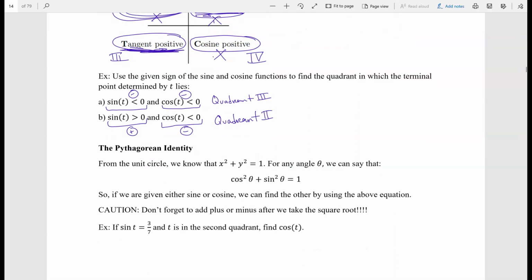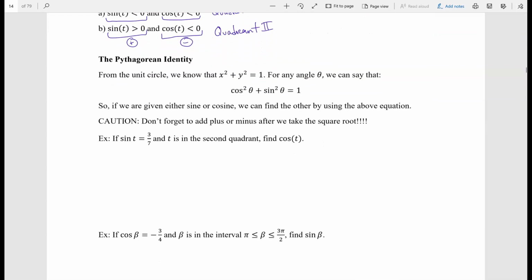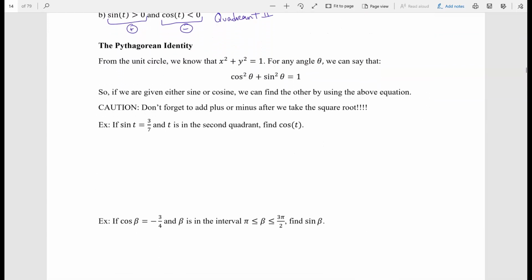All right, so here we go to the Pythagorean identity. From the unit circle, we know that x squared plus y squared equals 1. So for any angle theta, we can say that cosine squared theta plus sine squared theta equals 1. You need to know this. Even if you decide not to memorize it in future classes, this is going to be really, really important. Cosine squared plus sine squared equals 1. Now you're wondering, where did this formula come from? Well, what is x equal to? X is just your cosine. What is y? Y is just your sine. So we just plug them in.